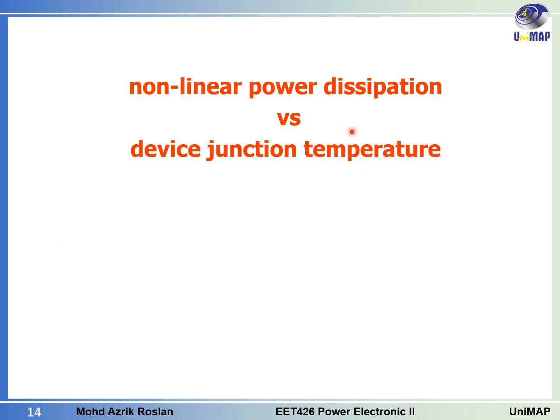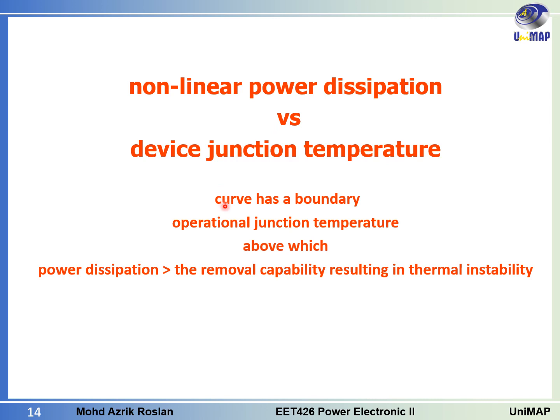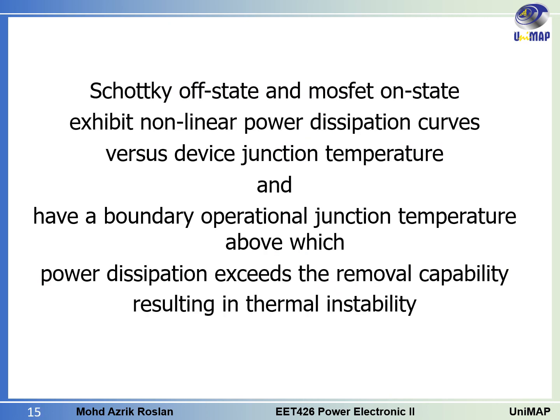Okay, in the next section we will look at the non-linear characteristic of the power dissipation versus the device junction temperature of the component. The ones that we are interested to learn about are the MOSFET and also the diode. You know that the curve has a boundary operation junction temperature above which the power dissipation will be higher than the removal capability, and this will result in thermal instability. In the next section we will learn about this.